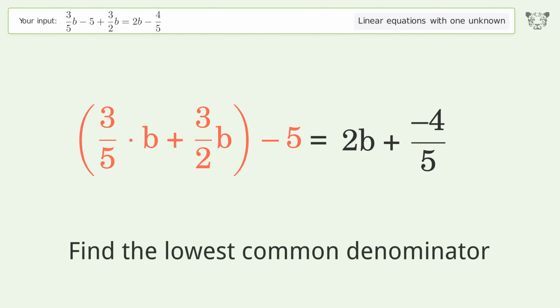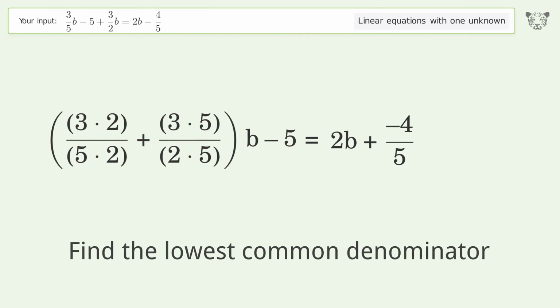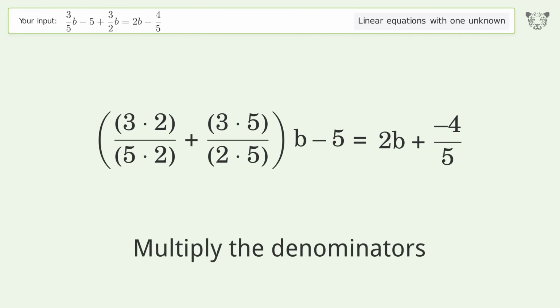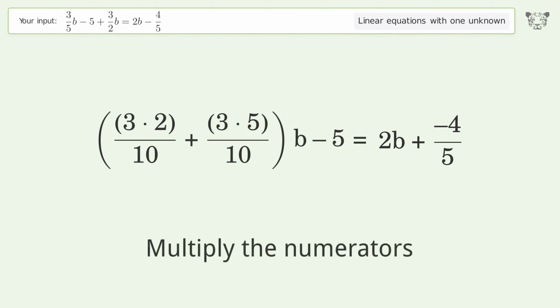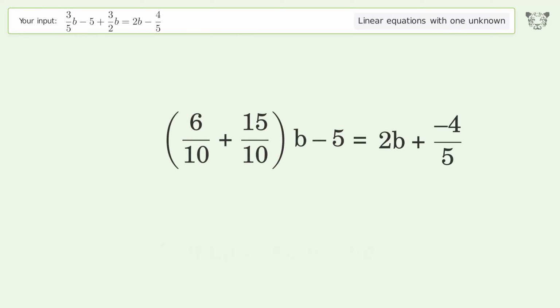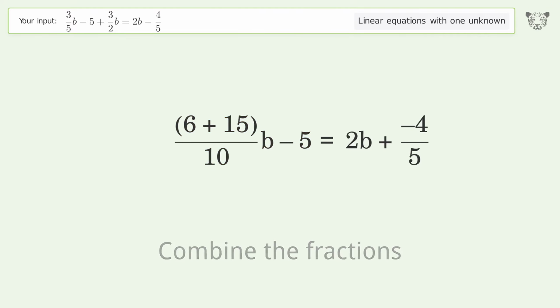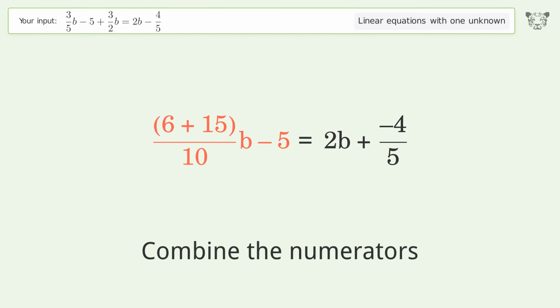Find the lowest common denominator. Multiply the denominators. Multiply the numerators. Combine the fractions. Combine the numerators.